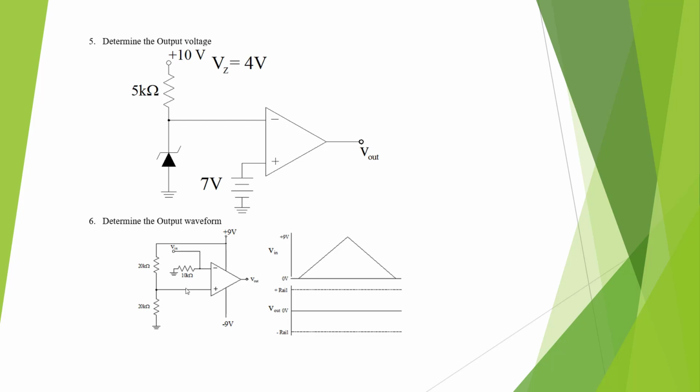If we're less than 4.5, we're going to go to the positive rail. If we're greater than 4.5, we're going to the negative. So less than, we're going to the positive, and greater than, we're going to go to the negative rail.